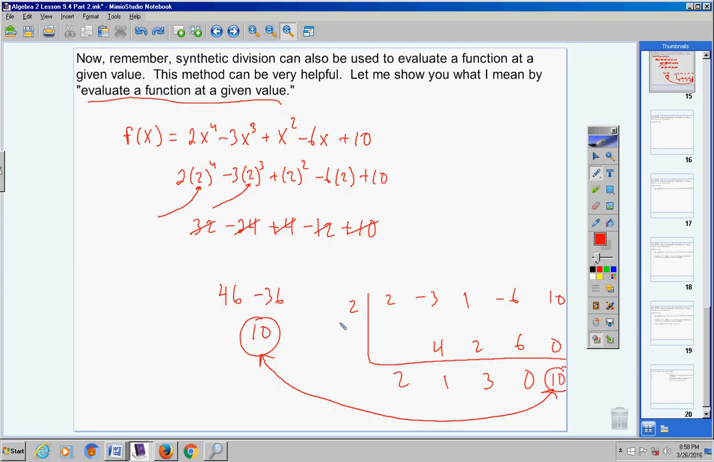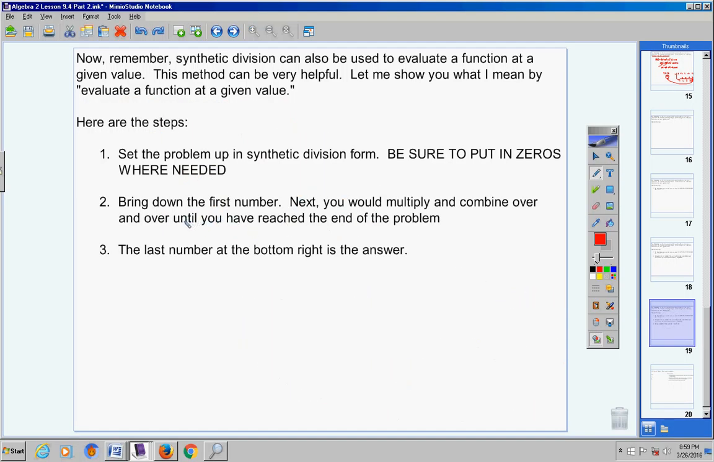I can explain why. I know why. I'm not going to get into that now, okay? But make sure you understand that. And then look, same thing, bring down the first number and multiply and combine over and over until you reach the end of the problem. The last number at the bottom right is your answer. It's that easy, guys. Now, I'm going to move on. Pause the video, copy these steps down, and then move on when you're ready.